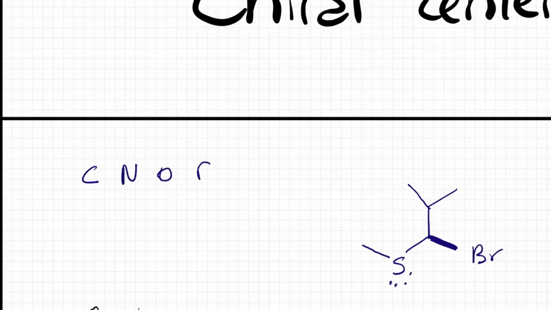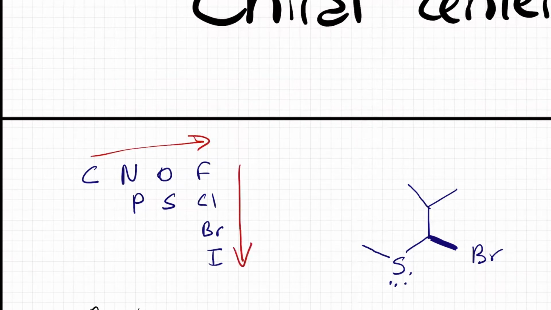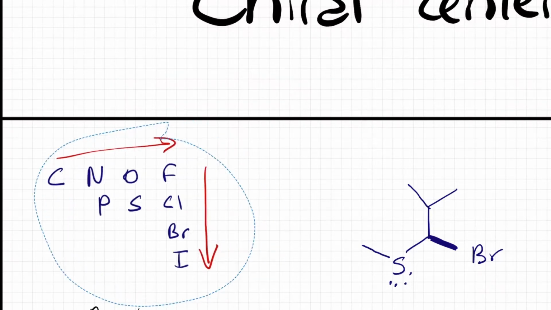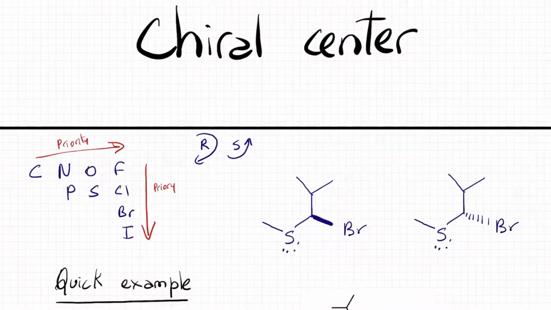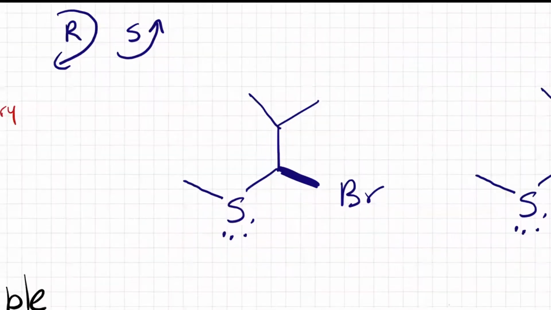It's a part of the periodic table with C, N, O, F, chlorine, bromine, iodine, P and S. Those are elements that you need to know so that you don't have to even open the periodic table during the exam. Okay, so that's the order of priority, right? Again, of course, follow the red arrow, right? So we're gonna apply it, and remember, for our configuration, R is clockwise and S is counterclockwise. So let's apply the example in these two examples here.